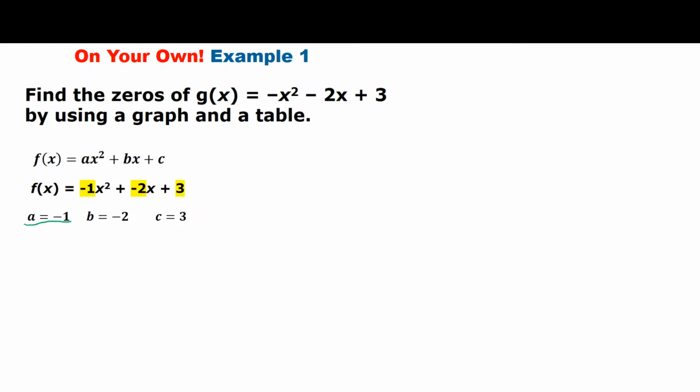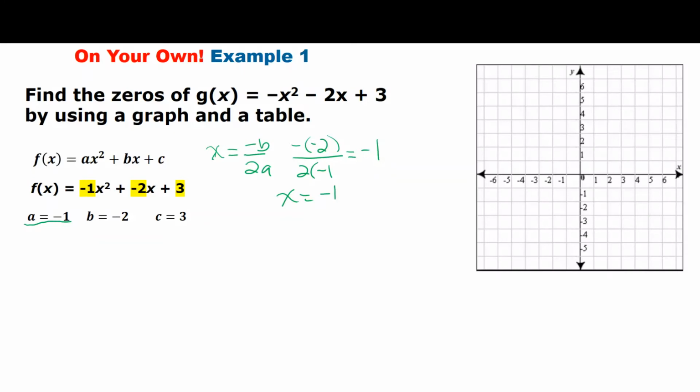Next, I want to find my axis of symmetry, which is x equals -b over 2a. So my b is -2, so I'm going to say -2 over 2 times a, -1. So I've got 3 negatives, so that's going to give me a -1. 2 over 2 is 1, so my answer is -1. So my axis of symmetry is going to be x equals -1. So I'm going to go ahead and plot that. There's my axis of symmetry.